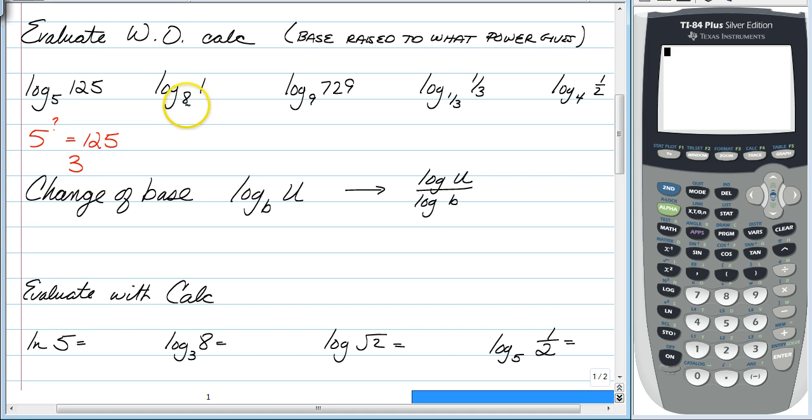So again, 8 raised to what power gives me 1? The answer is 0, because anything raised to the 0 power is going to be 1.